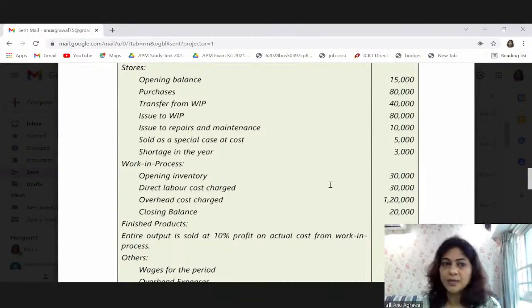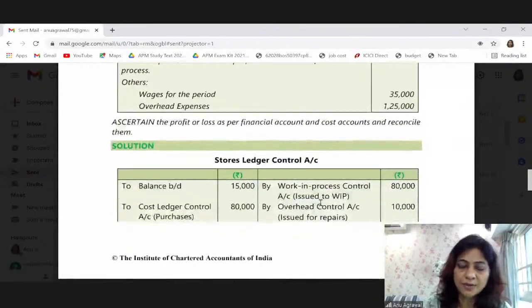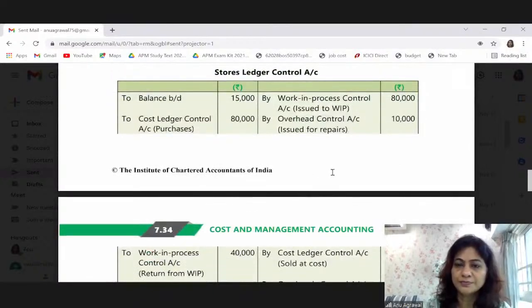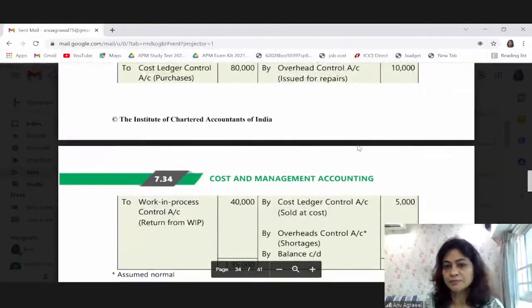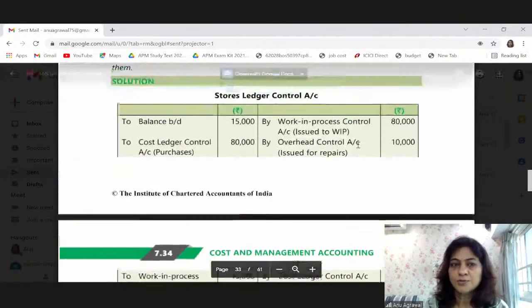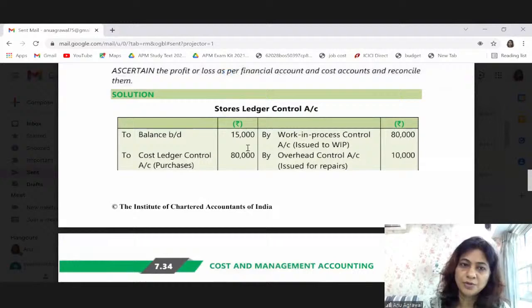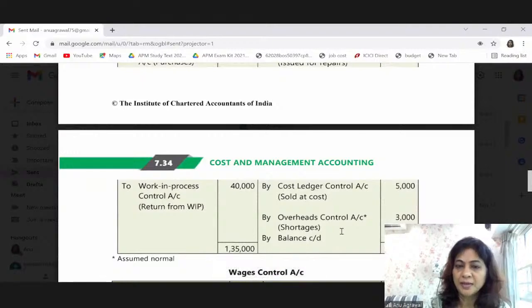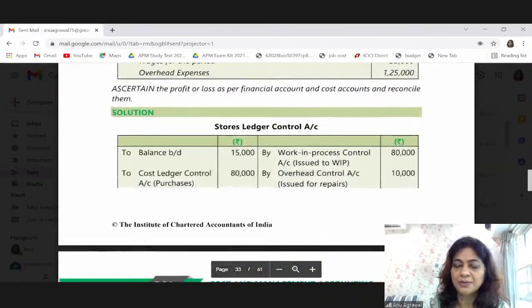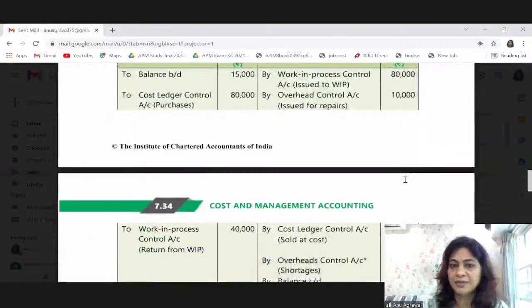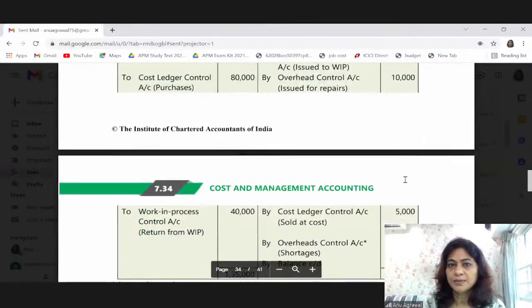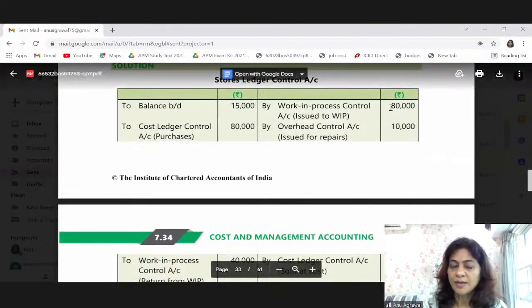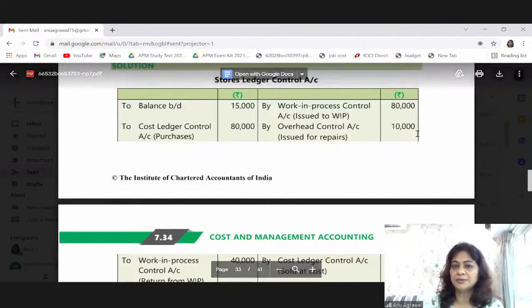Material consumed, Brenda. Okay. So material consumed. That means you went in for the store ledger control account. Yes or no? So from the store ledger control account, this was the opening balance. This is what you purchased, 95. This much you returned, right? This is your closing balance. How did you find out that this is the amount of raw material which we have consumed? Simple. 80 you issued to WIP, 10 you issued for repairs, so it was 90,000.